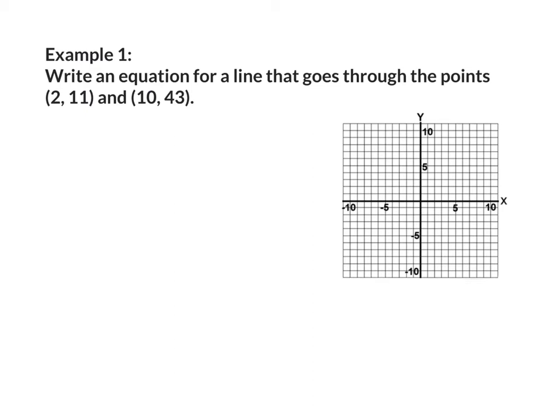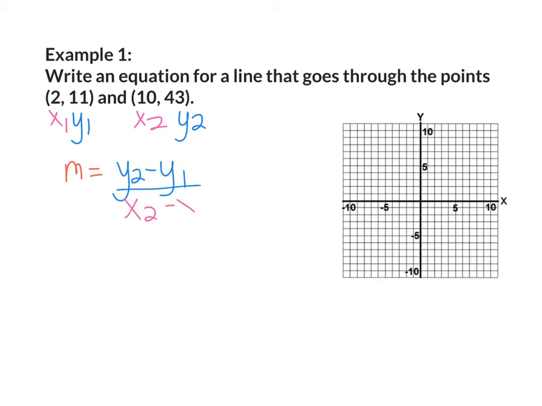Example number 1. Write an equation for a line that goes through the points 2 comma 11 and 10 comma 43. So first we're going to start by labeling our coordinates. So I have x sub 1, x sub 2. Then I have y sub 1 and y sub 2. Now I'm going to write down the formula for slope. M equals y sub 2 minus y sub 1 all over x sub 2 minus x sub 1.